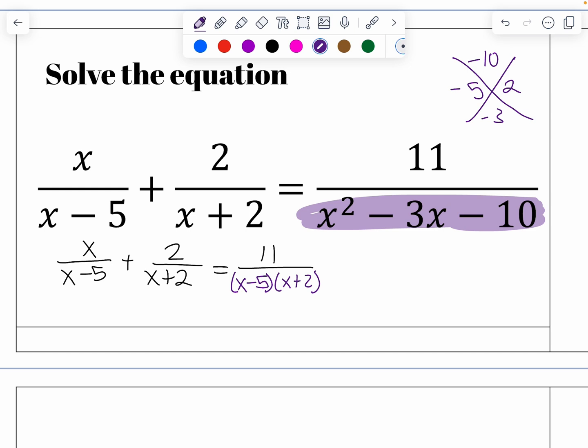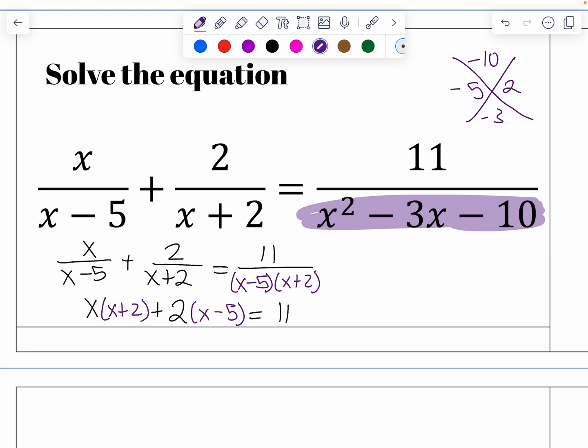So that's that. But what I need to do now is multiply my numerators by the pieces that my denominator is missing. So my x over here is missing the x plus 2. I have the x minus 5, which is great, but I need the x plus 2. So I have x times x plus 2 plus 2 times the x minus 5, because with similar reasoning, I have the x plus 2, but I need the x minus 5 to be able to have that common denominator. Now the 11, I don't have to do anything to, because it already has both pieces. It's not missing anything. So I don't have to do anything with that one.